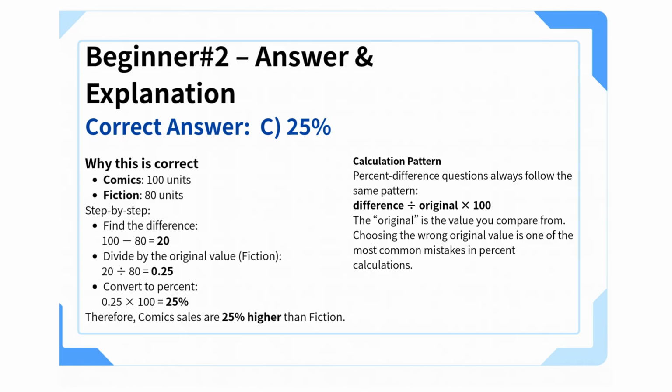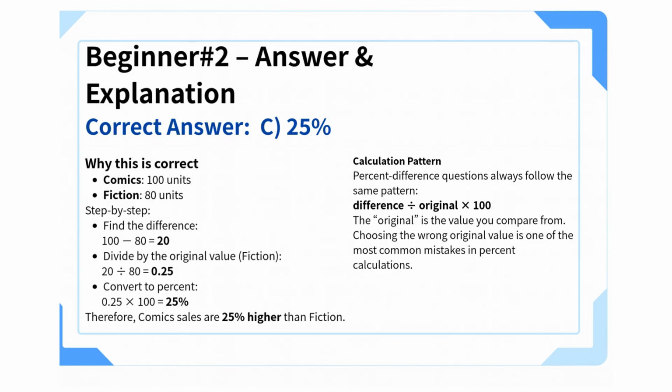When a question asks how much higher one value is, you compare it to the original value. Here, we're comparing to fiction. So we divide 20 by 80. That gives us 0.25. Convert to percent. Multiply by 100. 25%.